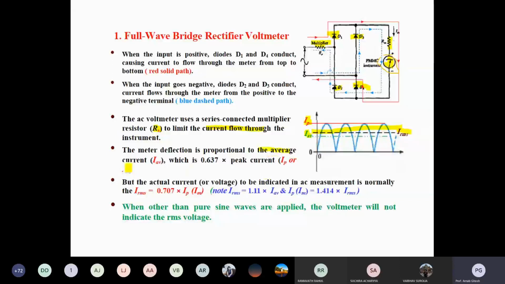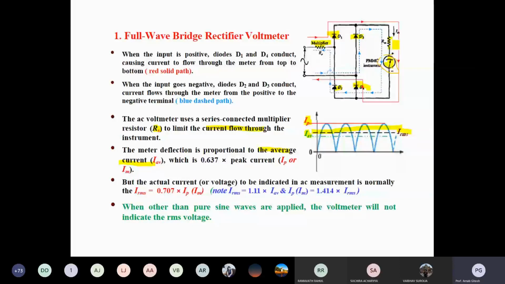So what will be the value? That should be 0.637 into the peak current, that is your IP or the IM. IM and IP should be the same because it's the maximum FSD, meaning full scale deflection.